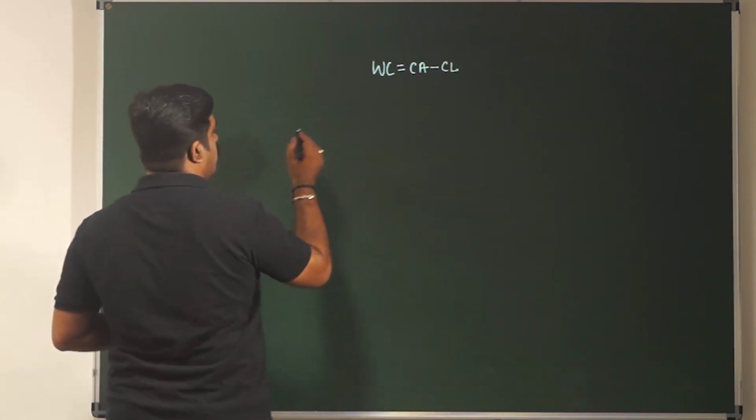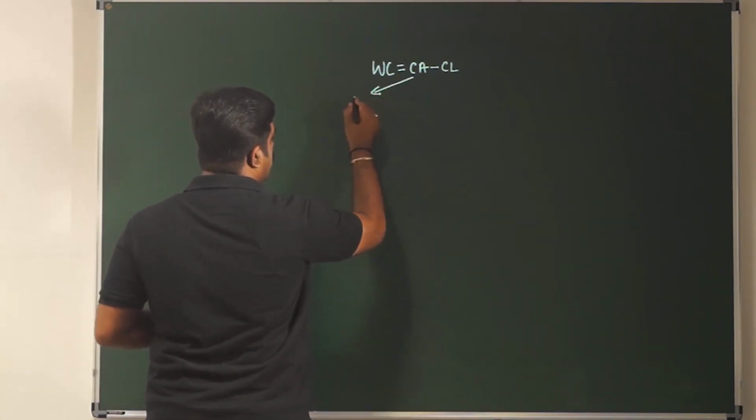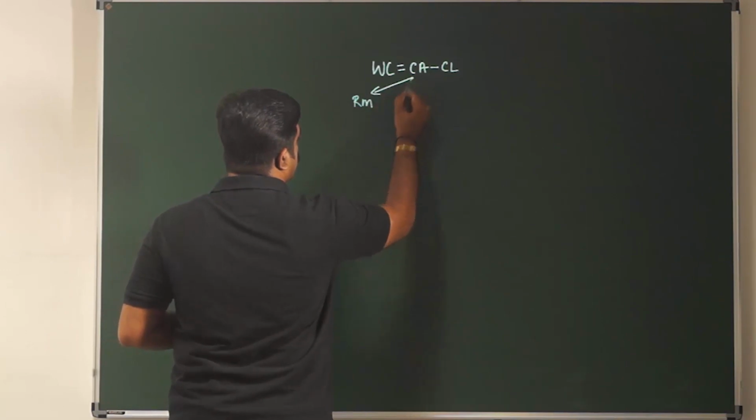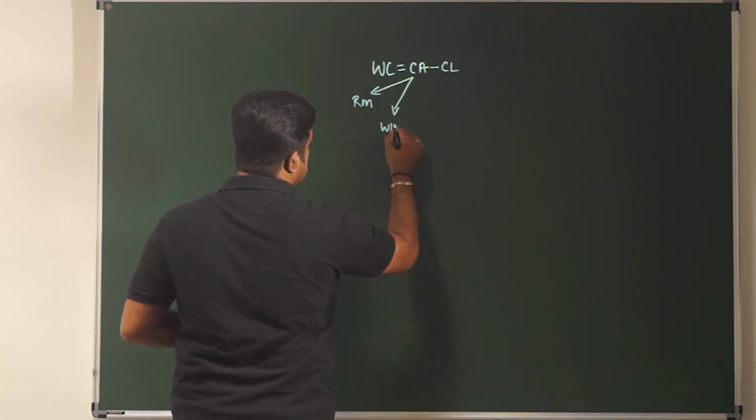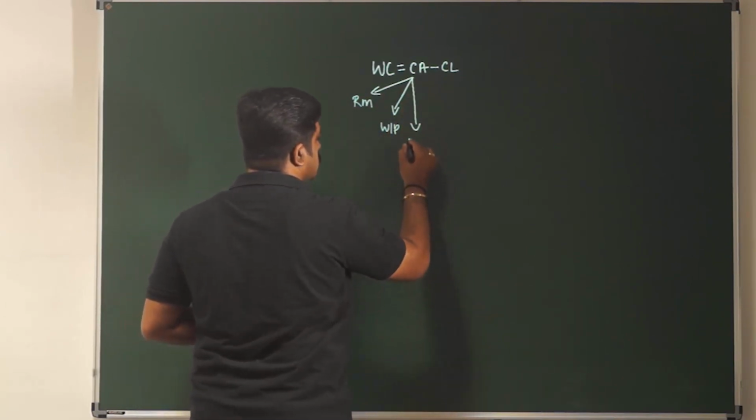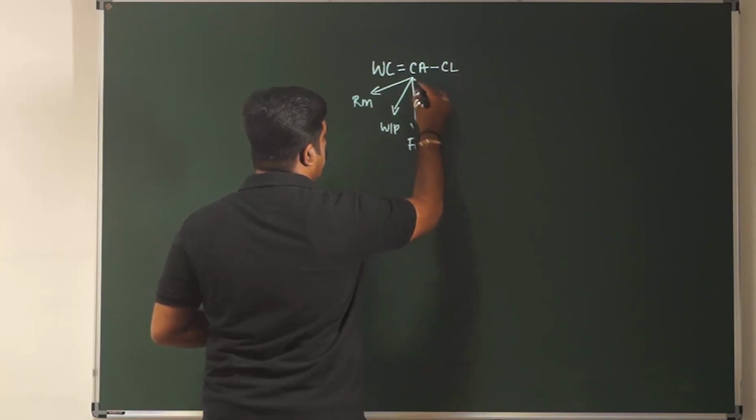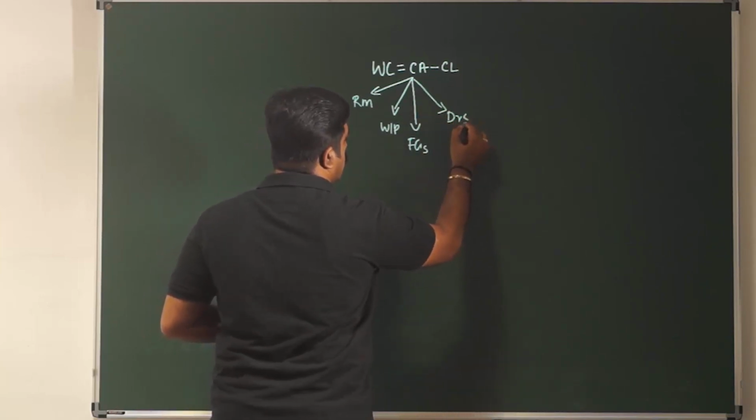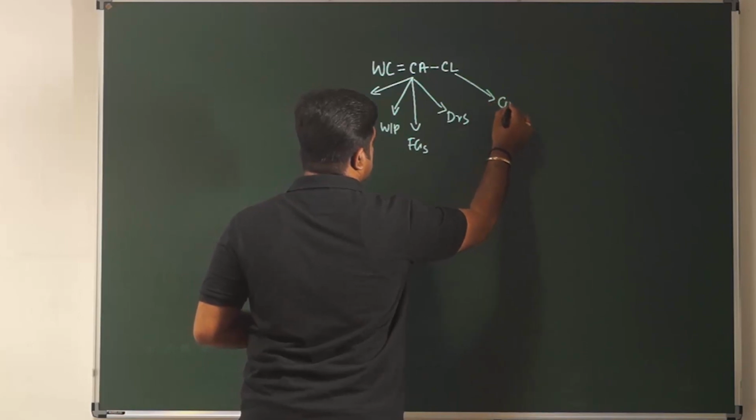Now, in this problem, what are the current assets we have? We have raw material, work in progress, finished goods, and we also have debtors. What are the current liabilities? The current liabilities are creditors.